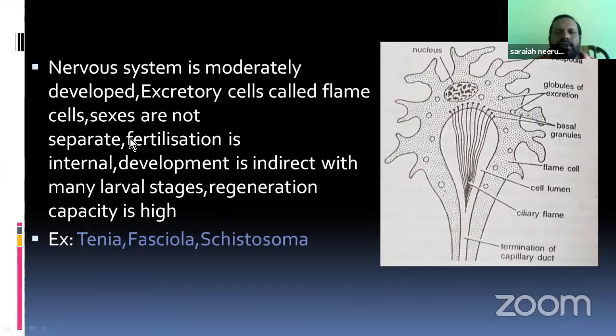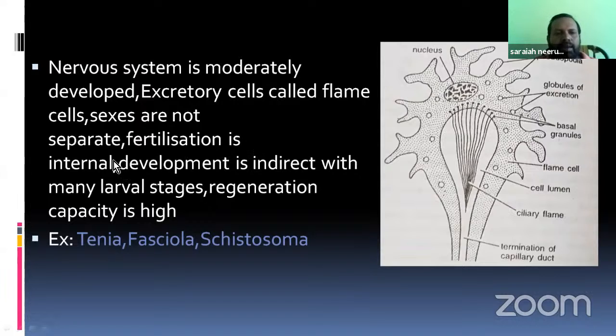Sexes are separate. Male and female sexual dimorphism is very clear. That means male and female are separate. That's why sexes are separate. Male and females are separate. Sexual dimorphism is very clear.